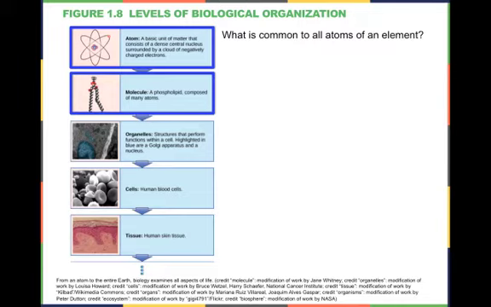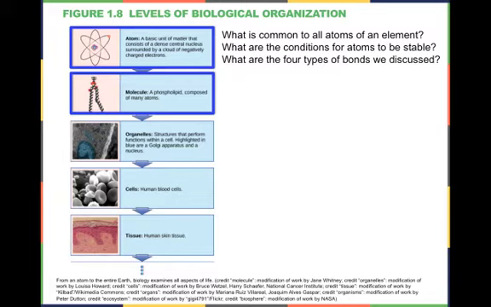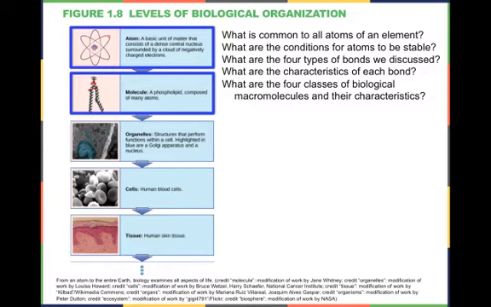What is common to all atoms of an element? What are the conditions for atoms to be stable? What are the four types of bonds that we discussed? What are the characteristics of each bond? That is, how do electrons come and go? Which type of bond has charge? Which type of bond is weakest? And what are the four classes of biological macromolecules and their characteristics? I'll let you go back to Chapter 2 and review these topics.